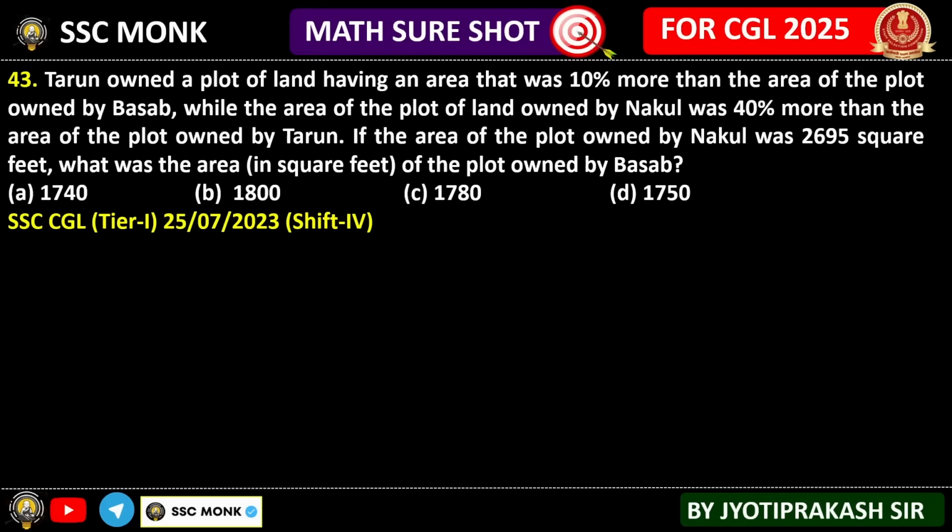Next. Tarun owned a plot of land having an area that was 10% more than the area of the plot owned by Basap.